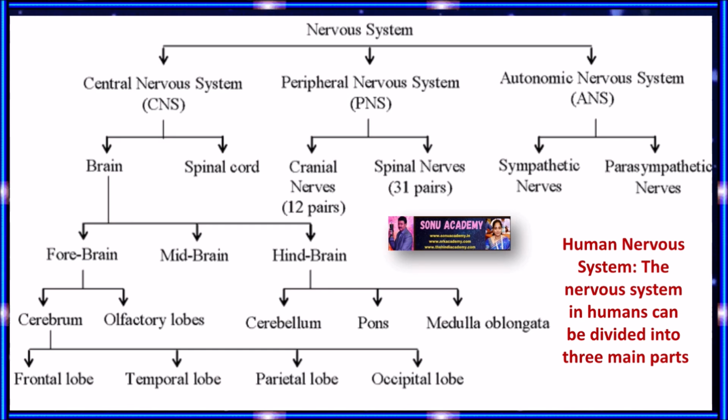Then comes the peripheral nervous system, which is also called PNS. The PNS is divided into 12 pairs of cranial nerves and 31 pairs of spinal nerves. Then comes the autonomic nervous system, ANS. The ANS is again divided into two parts: one is the sympathetic nervous system, the second is the parasympathetic nervous system.